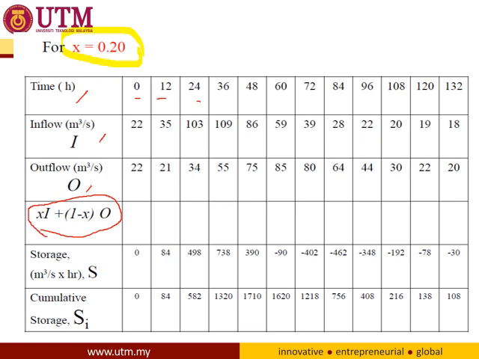Remember this formula. This is the Muskingum formula, where x is what you need to find. We are doing trial and error. For the first trial, we assume x is 0.2. So x times I plus (1 minus x) times O, the outflow. Then you have the storage and the cumulative storage rows. These two you have calculated before, using the equations I showed you in the previous slides before this slide.